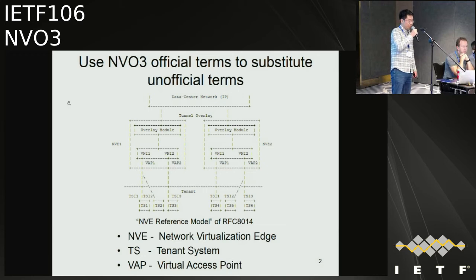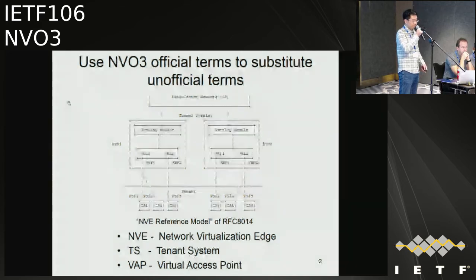In the latest version, we use NVO3 official terms to substitute some unofficial terms. This figure specifies the relationship between these well-defined terms. NVE means network virtualization edge. It represents the Geneve tunnel endpoint. TS means tenant system. It represents the physical or virtual device attached to a Geneve tunnel endpoint. VAP means virtual access point. It represents the NVE side of the interface between the NVE and the TS.